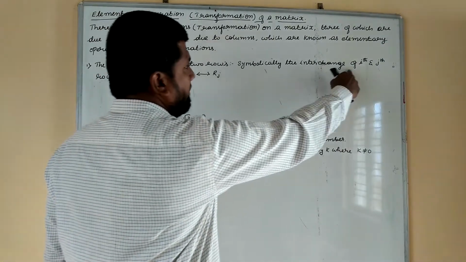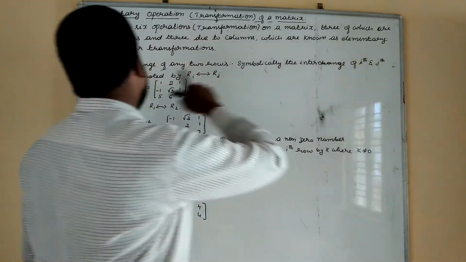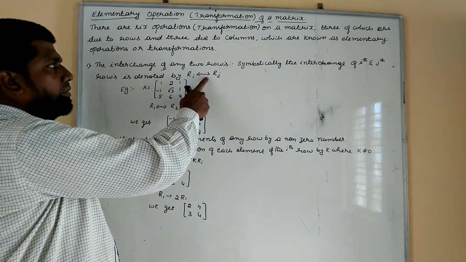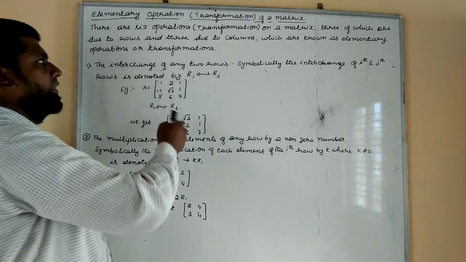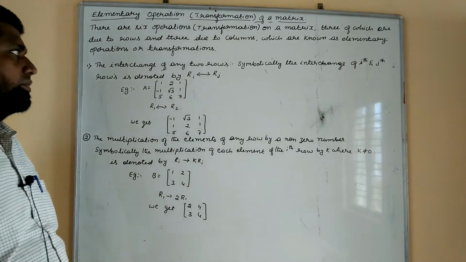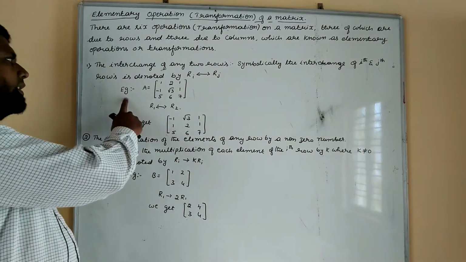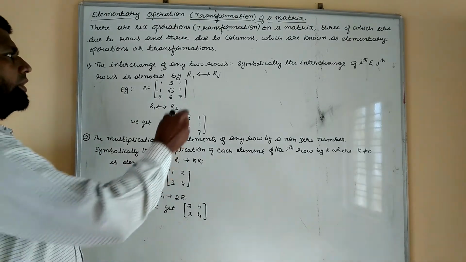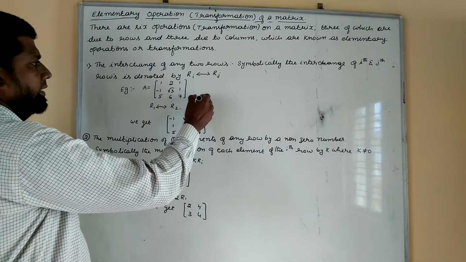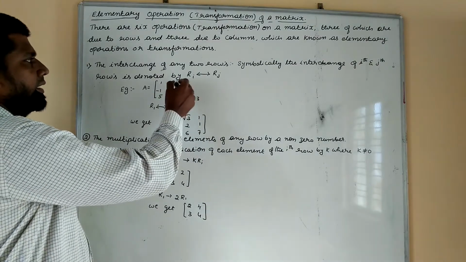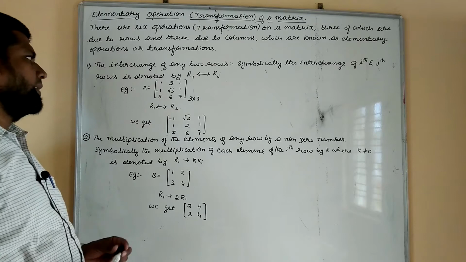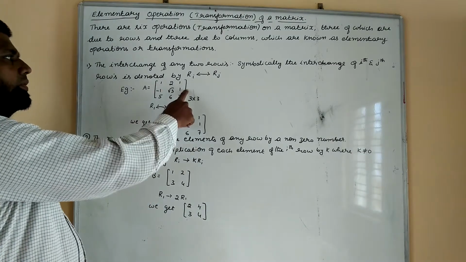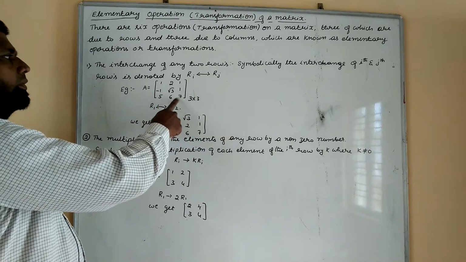Symbolically, the interchange of ith and jth rows is denoted by Ri changes to Rj. So this is the symbol for changing 2 rows. Let us consider an example. A is a matrix of order 3 cross 3. So in this matrix, 3 rows are there and 3 columns are there. This is R1, R2 and R3, column 1, column 2, column 3.